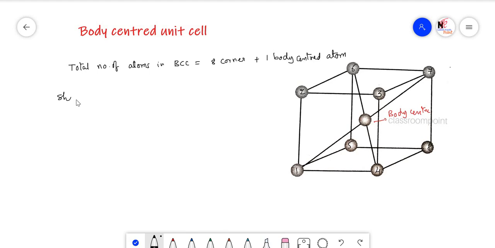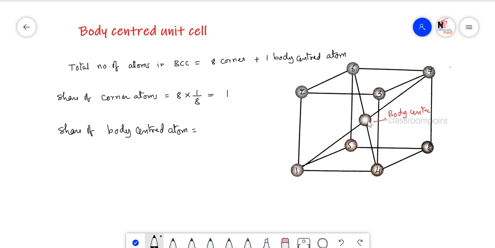Now the share of corner atoms. There are 8 corner atoms. Each atom's share towards any unit cell is 1/8. So from corner atoms we get only 1 atom. And the share of the body centered atom, that means the contribution from the body centered atom.